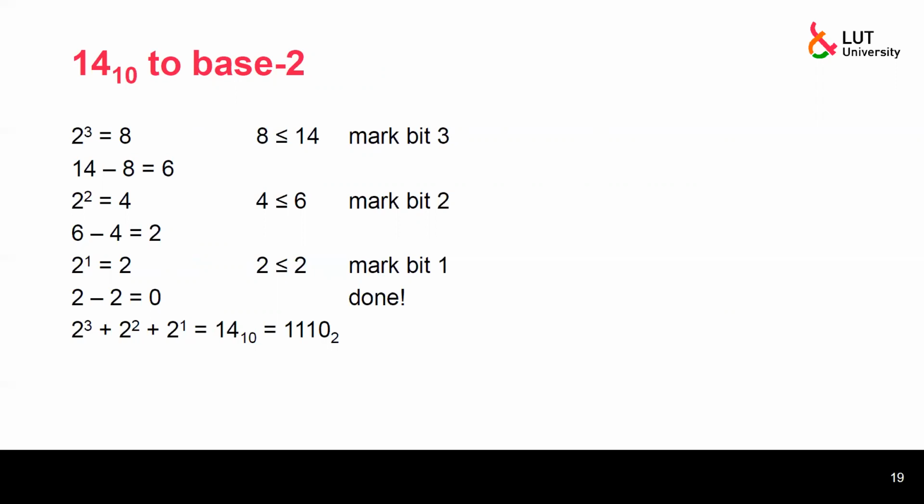And what we get is bit 3, 2, and 1 are 1, and bit 0 is 0, so we get 1110 as the value. Relatively simple.